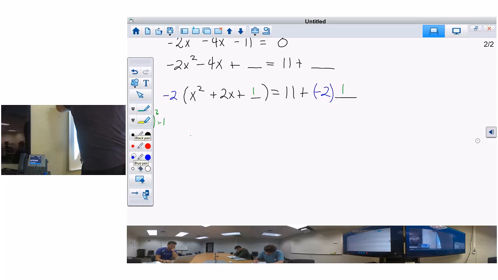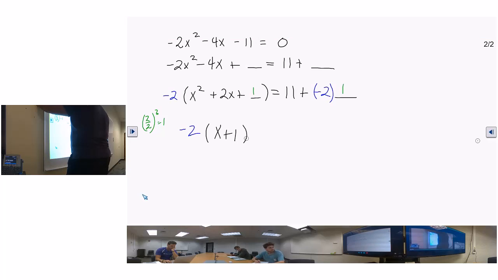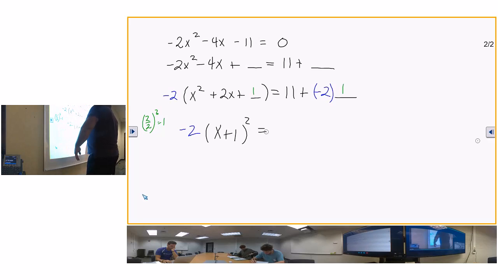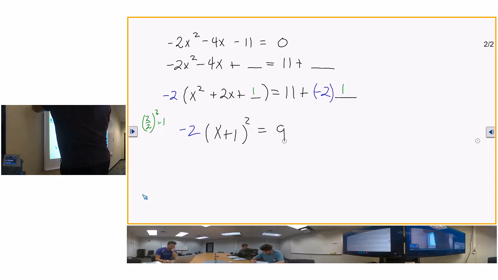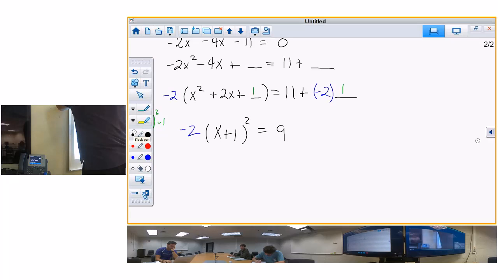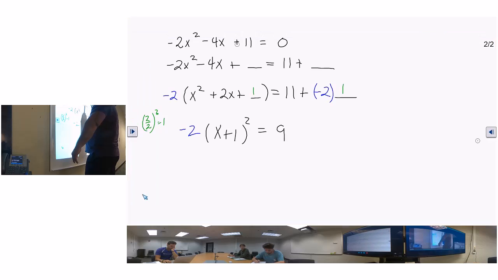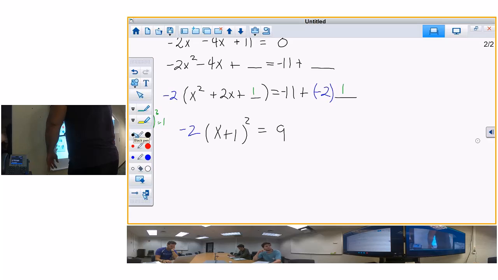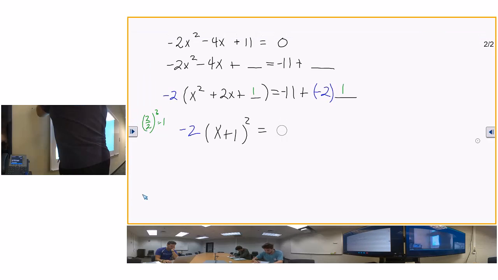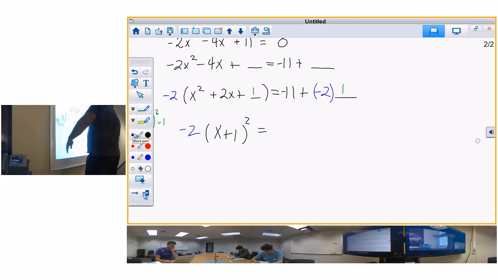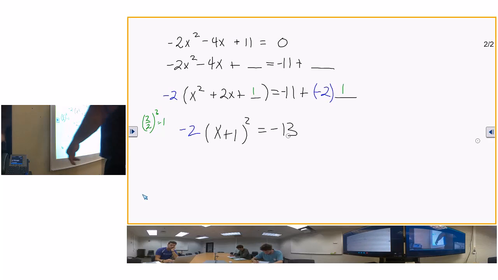And that's going to give you -2 times x plus 1 quantity squared is equal to, what's 11 minus 2? 9. Dang it. I tell you what, we're going to change something. It'll only take 1 little second. Change this to a plus. And that's going to make this a negative what? -13. Yeah, just come on in whenever, that's fine. -13.